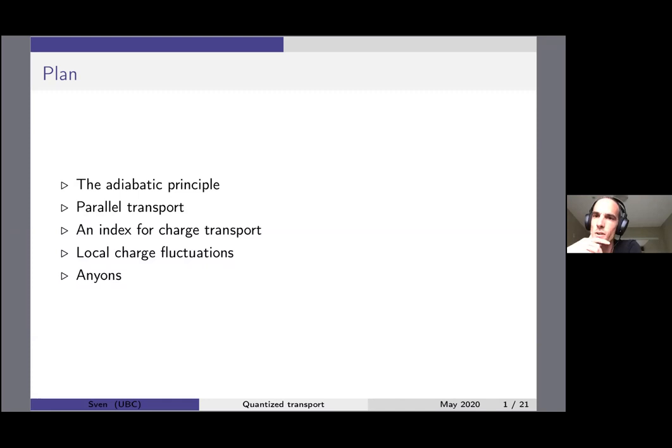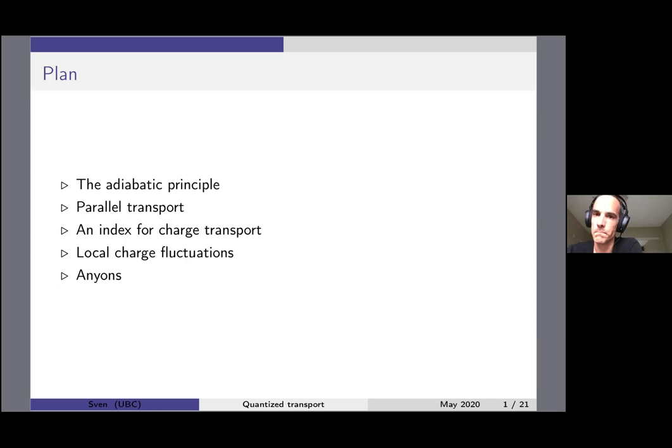And we will see that there are situations where this quantization gives you an integer and sometimes it gives you a fraction. So I'll describe that. And then, part of this is we will be talking about charge transport, and we'll see that an important thing is to understand how charge fluctuates in a ground state of a physical system. So I'll discuss that. And as a corollary of the proof, it turns out that we understand a little bit how some systems which have quantized charge transport exhibit elementary excitations that are anyons.